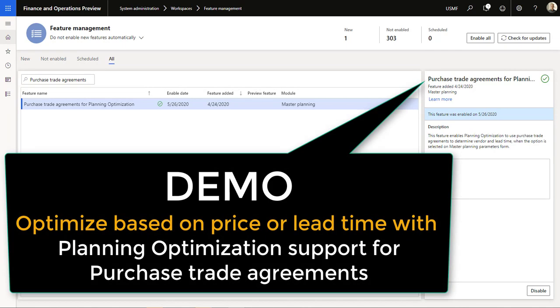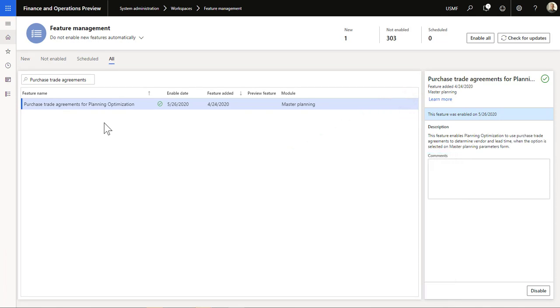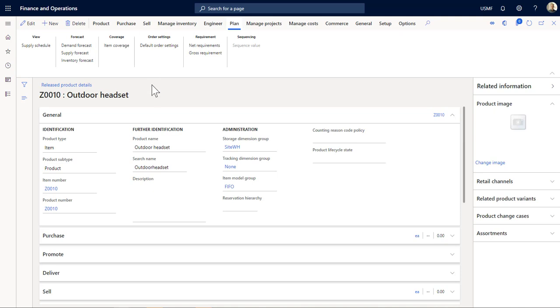In this demo, I will show how the new feature purchase trade agreements for planning optimization can help planners to optimize their purchase based on either lead time or the price. First of all, notice that it's enabled here with feature management inside of supply chain management. For the purpose of this demo, I've created a new product, outdoor headset, that we will be using.